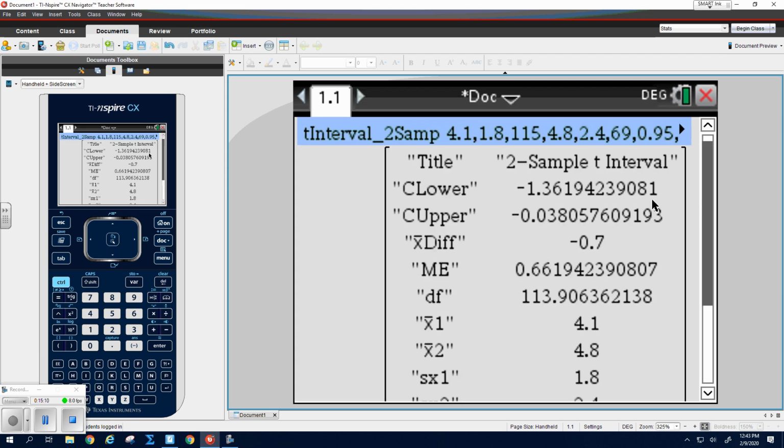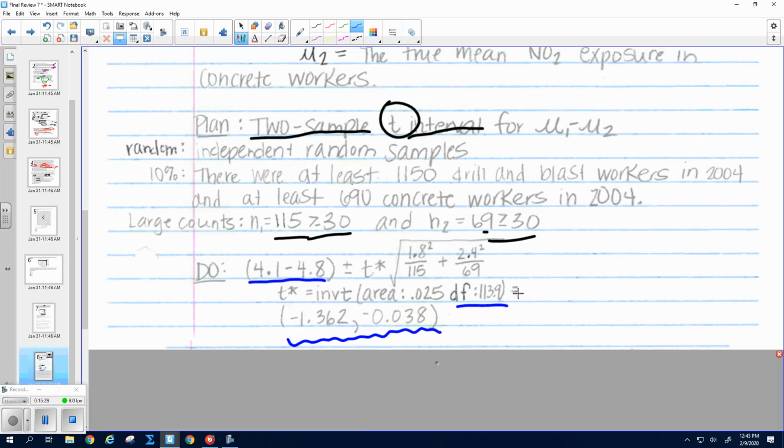All right, so we've got our answer here. It's going to be between negative 1.362 and negative 0.038. Okay. This is really important. You have to write down your degrees of freedom. So I'm going to use 113.9 for my degrees of freedom. So I'm just showing how my inverse t, how I would have calculated that. If nothing else, you always write your degrees of freedom and then your answer.